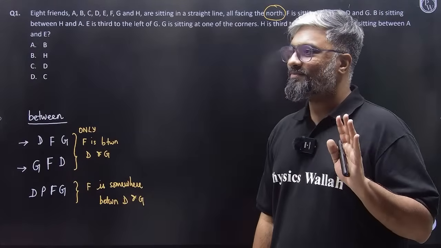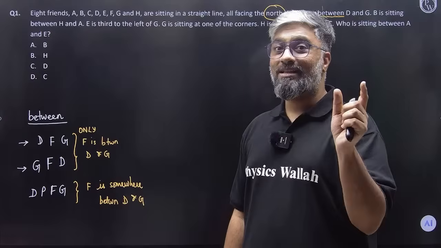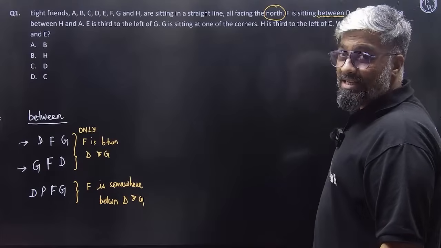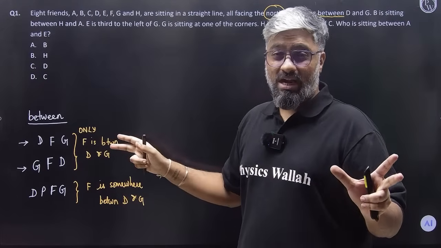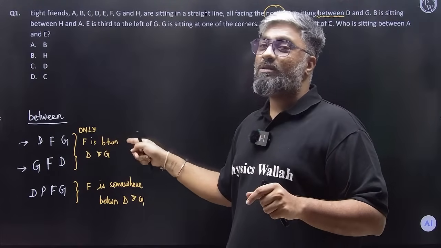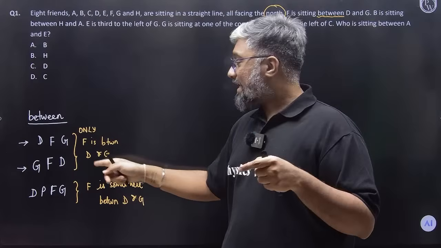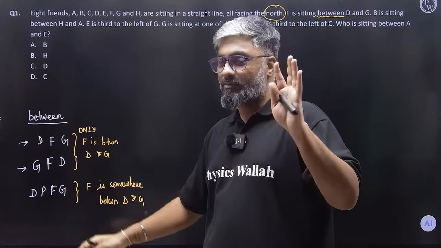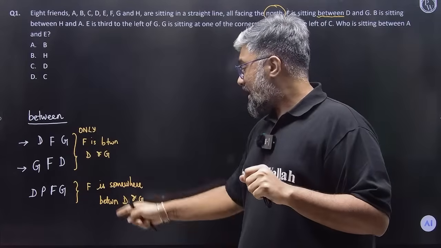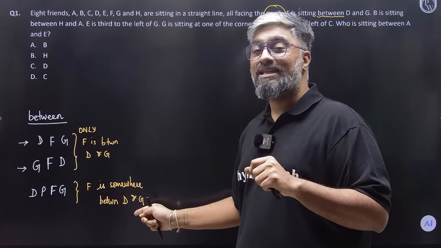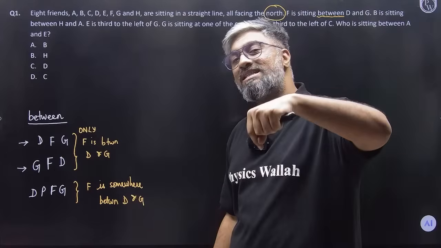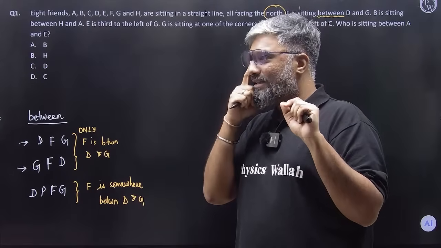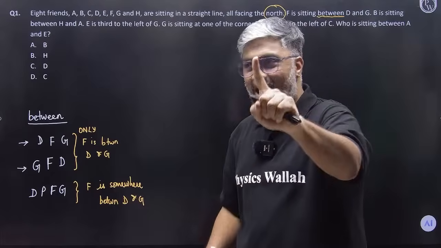Are you feeling me? Are you able to understand the shift in the language? F is sitting between D and G seems very generic. Only F is between D and G means what? There cannot be a third person, there cannot be another person between D and G except for F. But if they say that F is somewhere between D and G, it could mean that there could be multiple people between D and G and one of them is F. Feeling this?